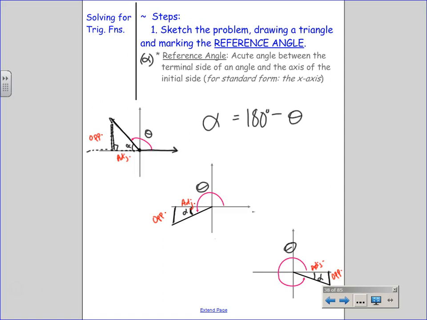Hey, that always works if you're in the second quadrant. You're just saying how much more to get to 180, or in radians, how much more to get to pi. Okay, so if you're in the second quadrant, reference angle is how much more to get to 180 or how much more to get to pi.